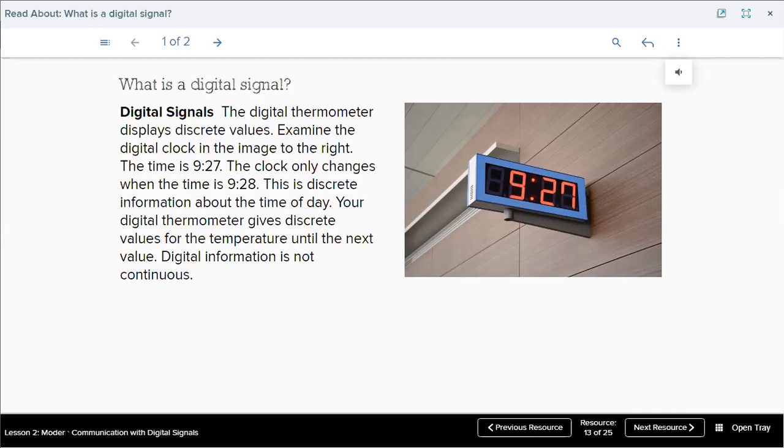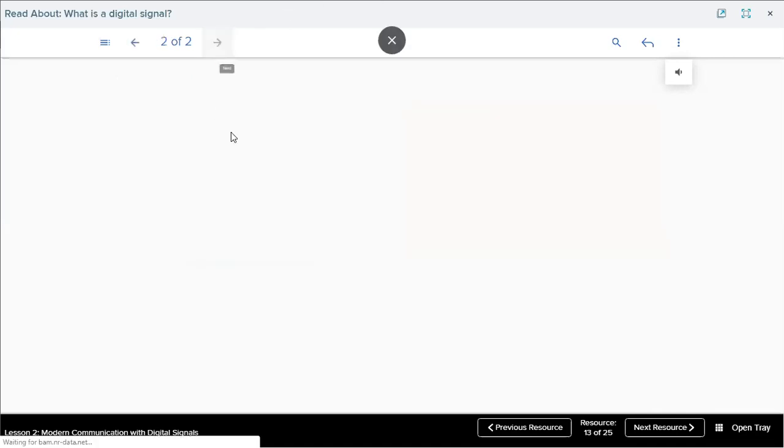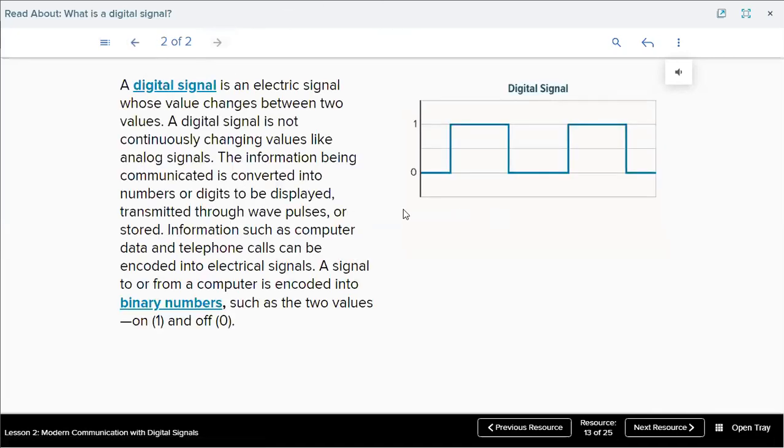Yes, complete. This gives discrete information about the time of day. Your digital thermometer gives discrete values for the temperature until the next value. Digital information is not continuous. Thanks. So that is about digital signals.